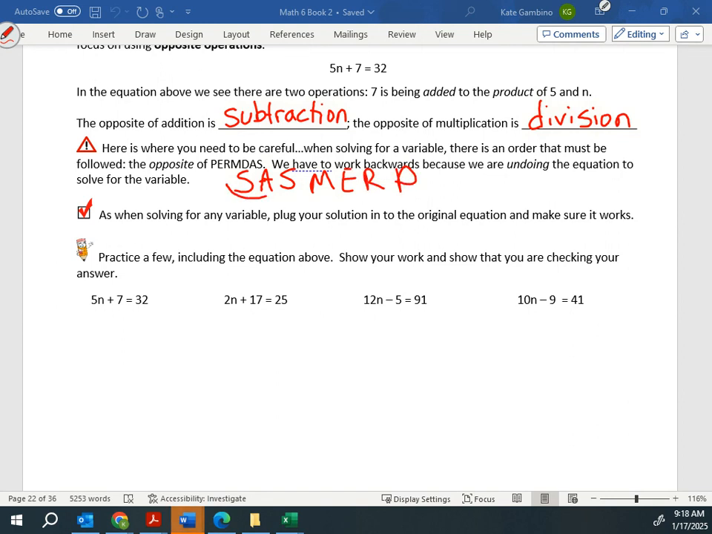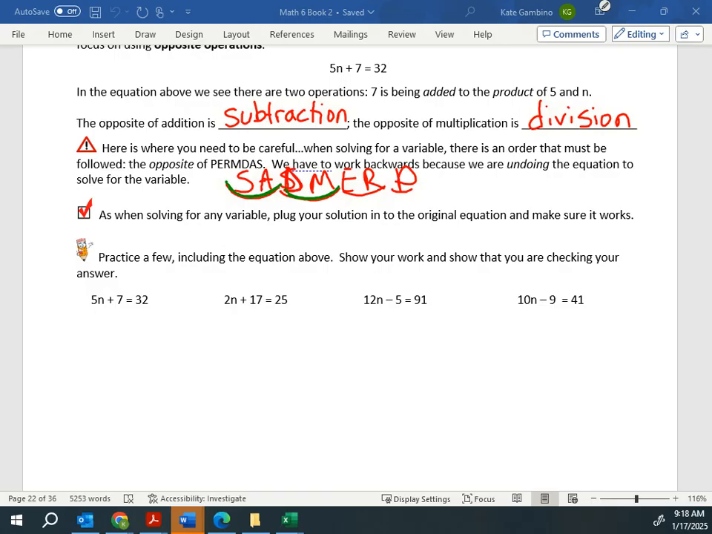So first thing we do is any adding or subtracting. With opposite operations, you do the opposite. So we add or subtract first, then, oops, that should be a D, sorry. Then we divide or multiply, whichever you pick first. Then we do exponents or radicals, then the parentheses. So the big thing we need to know for this is adding and subtracting before we multiply or divide. Opposite operations, opposite of PEMDAS, going backwards.